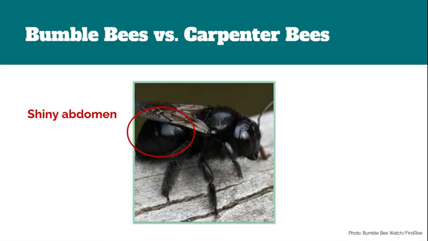Remember that bumblebees are covered in hairs on all parts of their bodies. Notice that this carpenter bee's abdomen is shiny because it's got fewer hairs there. Also remember the key detail of looking for how pollen is carried. This carpenter bee doesn't have a shiny concave pollen basket on its back leg. That's an important detail to notice.